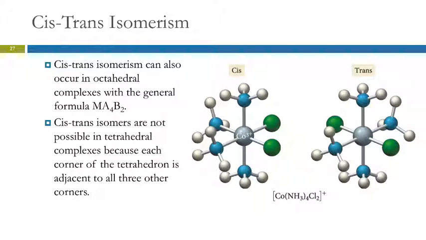This can also happen in octahedral complexes where you've got the metal with 4 of one ligand and 2 of another. Here you can have the 2 chlorines next to each other, which would be the cis isomer, or here they're opposite each other. In a tetrahedral complex, you can't have cis-trans isomers because all 4 of the corners are adjacent to the other 3, so you can't have together and across.